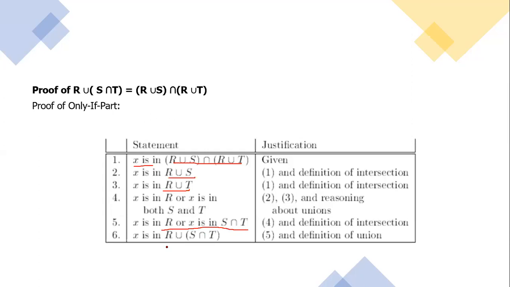Yes, yes. Okay. Ma'am, if x is in R union S intersection R union T, then it should be in both R union S and R union T. And if it is in both, then x is either in R, or in both S and T. Okay, so x should be in R, or if it is in both R, S and T, it will be in S intersection T also. So x is in R union S intersection T.